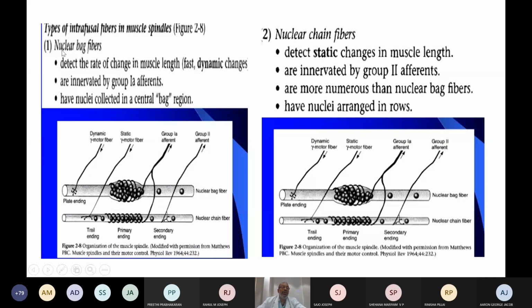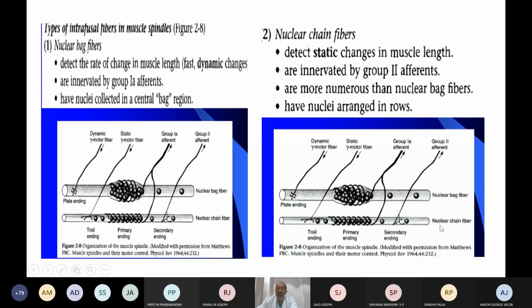So we have mentioned nuclear bag fibers and nuclear chain fibers. Nuclear bag fibers detect the rate of change of muscle length. They are fast and detect dynamic changes, innervated by group 1A afferents. So group 1A, try to remember, recall nerve physiology. They have nuclei collected in the central portion, a central bag-like region, nuclear bag.